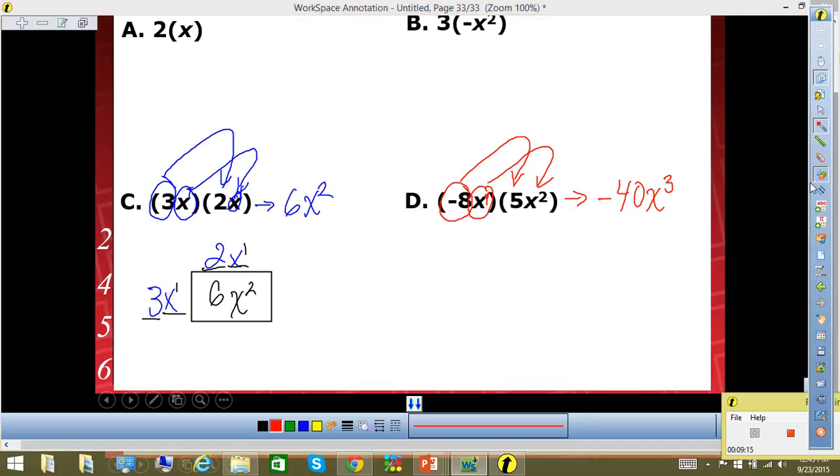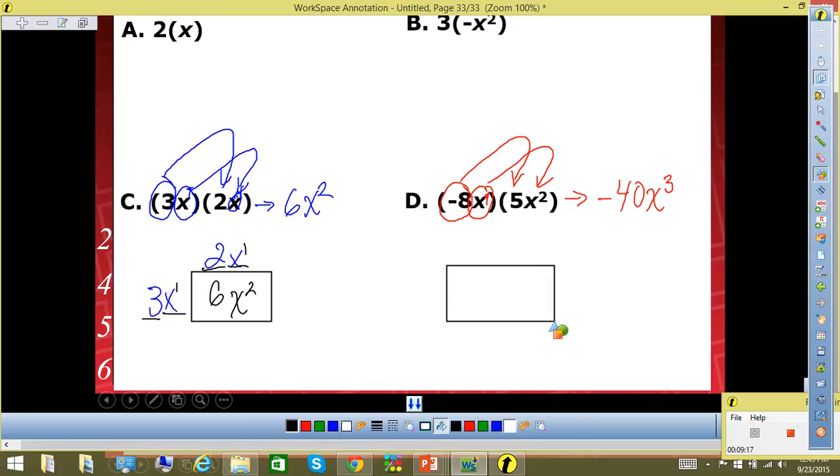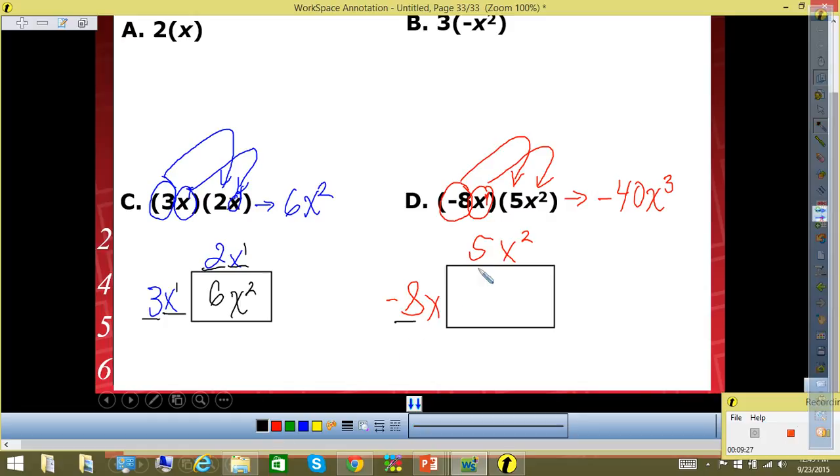And the area model should be the same, right? So you draw your rectangle. This side is negative 8x. This side is 5x squared. So negative 8 times 5, that's negative 40. And x to the first times x to the second, that's x to the third. And the area is the same as the product. You got this? All right, let's do some practice. Do these next ones by yourself.